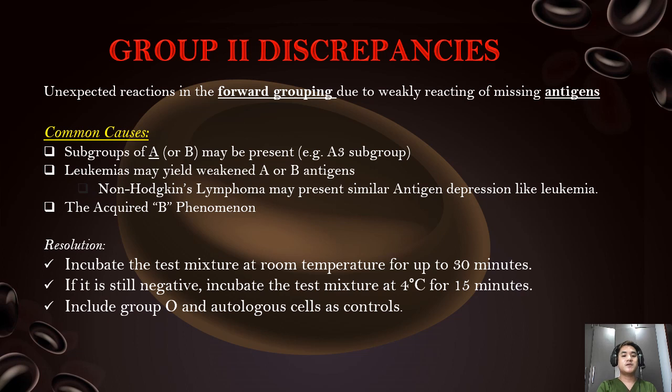The primary resolutions are almost similar to those of the group 1 discrepancy, by incubating the test mixture at room temperature for up to 30 minutes. The test mixture that we're referring to is the mixture of your red cells and the antisera, since we are dealing with forward grouping. If the resulting reaction is still negative, incubate the sample mixture at 40 degrees Celsius for 15 minutes. While doing this procedure, never fail to include O cells and autocontrols, just like the group 1 discrepancy. This is to rule out the possibility of reacting with autoantibodies or alloantibodies.